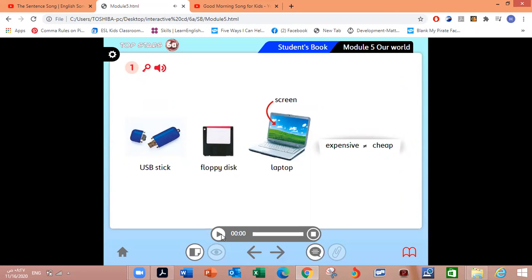Listen, say, and repeat. Module 5, Our World. 1. Vocabulary. USB stick. Floppy disk. Laptop. Screen. Expensive. Cheap.